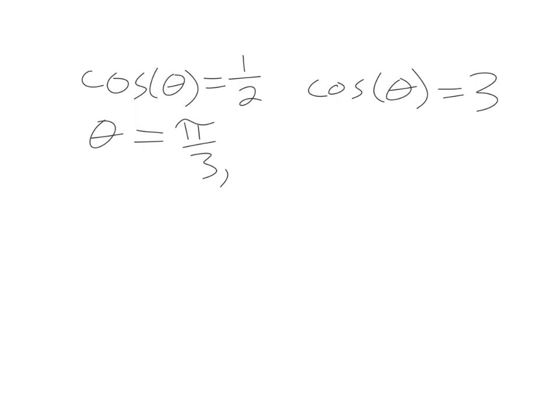And if it's cosine we're talking about, if there's an angle in quadrant 1, there must also be an angle in quadrant 4. And that angle, if you just look at a unit circle, you'll see is 5 pi over 3. So we get two solutions off that.